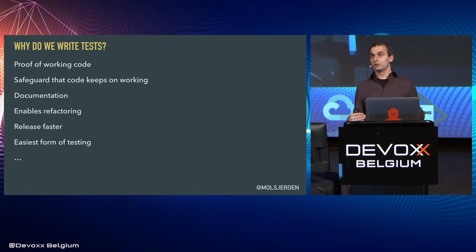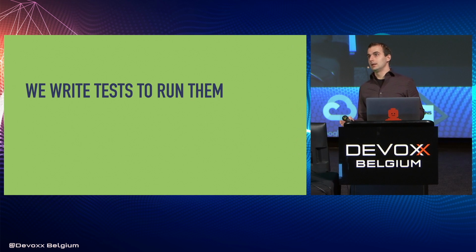Further, tests also enable you to refactor. Because if tests are in place, you can just change the way your code looks or the architecture of your code, rerun the tests, and you still know that it's behaving the way it should. Plus, it enables you to release faster. Writing unit tests is also the easiest form of testing. But if you really think about it, the only reason why we write tests is to run them. Because if you don't run tests, you won't get any value from them, right?